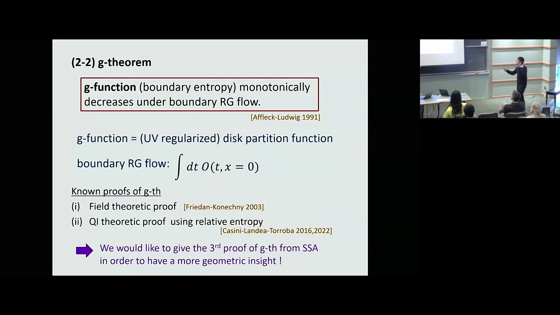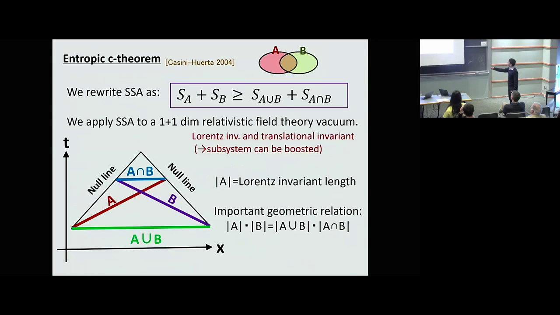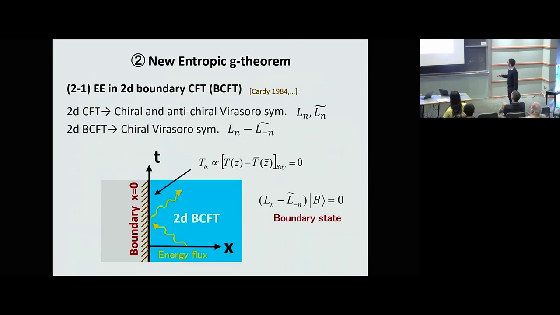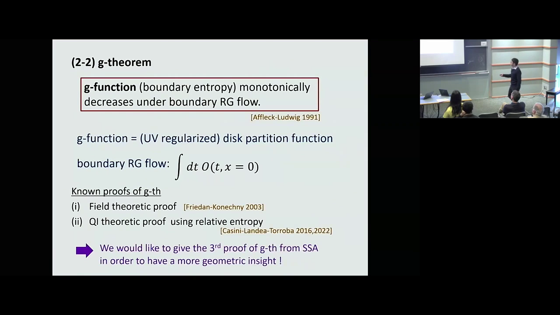It's an RG flow, and for example, relative entropy compares this RG flow state and the state before RG flow. But here, if we go back to this original entropic setup, the point is that we are changing the subsystem size, and regarding the subsystem size as an effective length scale. Then no proof has been known. And we gave that proof, and this is a kind of third proof of the g-theorem.